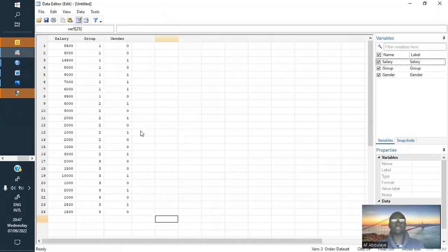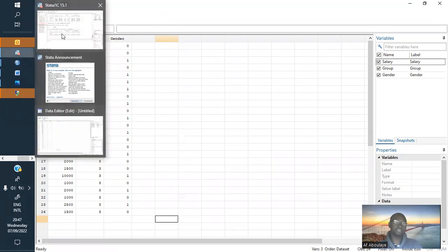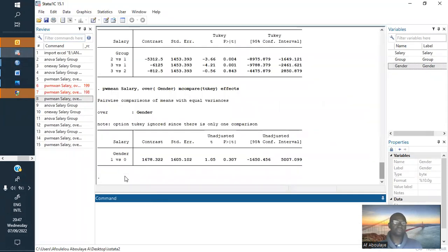Then coming to STATA, I have already my data there. Let me show you. I have salaries, and I have group 1, 1, 1, 2, 2, 3, 3, and I also have gender 0, 1, and so on. Now that I have my data in STATA, I can perform my ANOVA test.